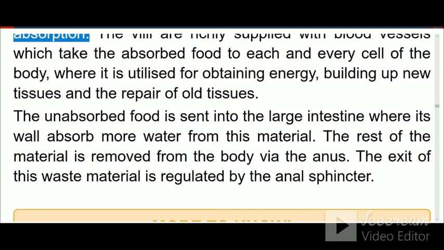The unabsorbed food is sent to the large intestine where its wall absorbs more water from the material. The rest of the material is removed from the body via the anus. Exit of this waste material is regulated by the anal sphincter.